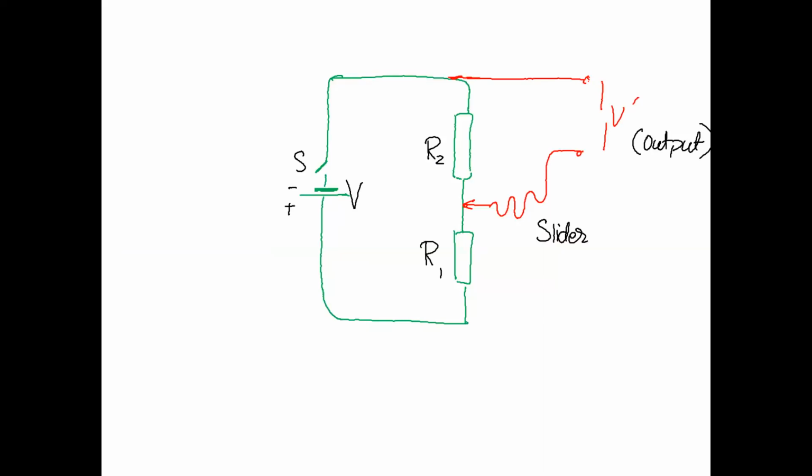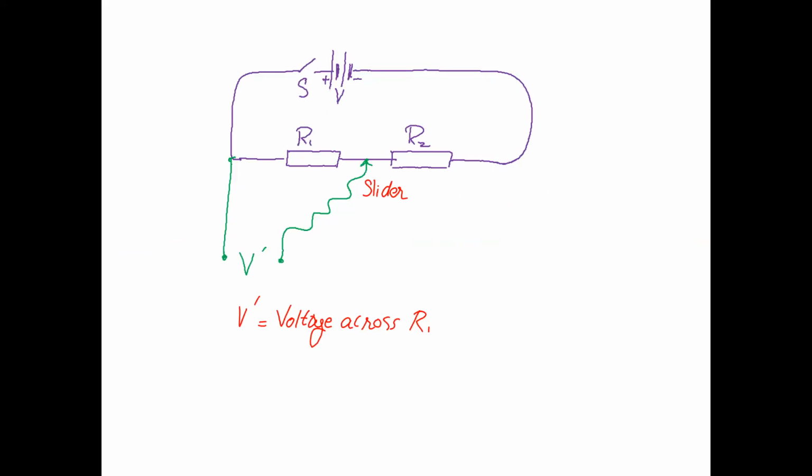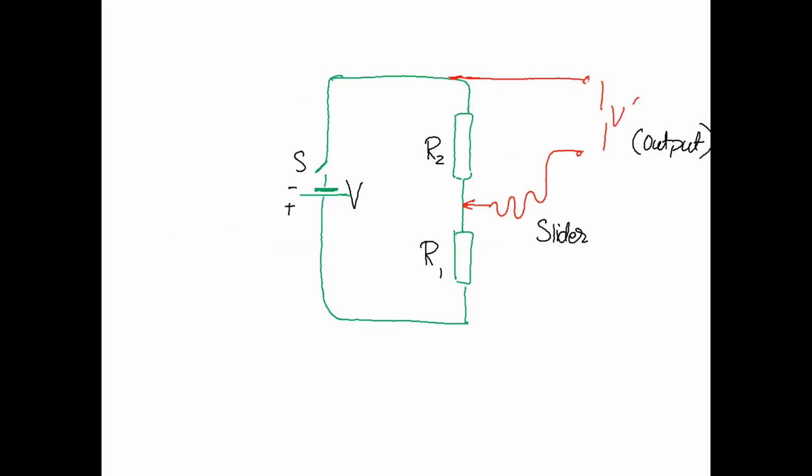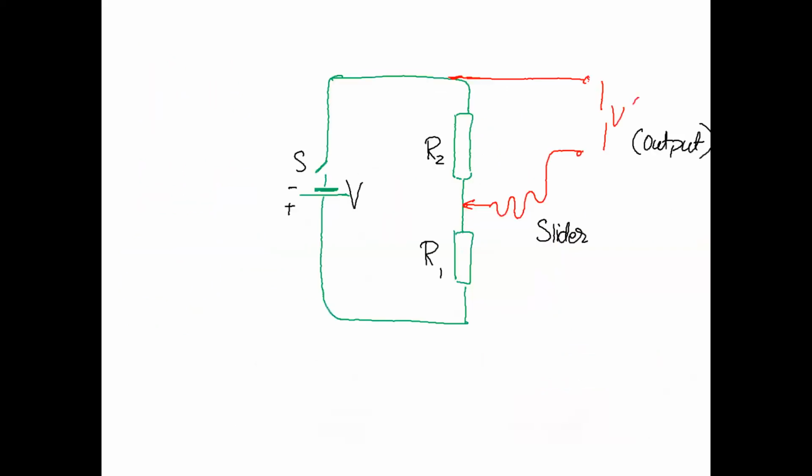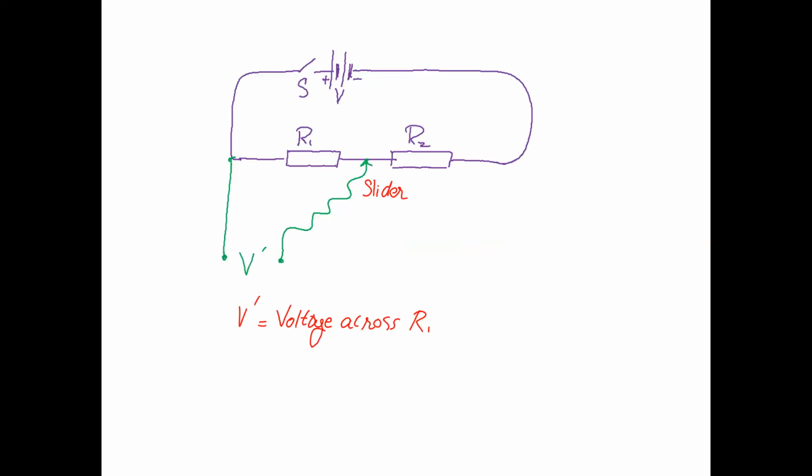Now, you can change the position of the slider. Slider is a movable contact. Examiner can give slider in different format. Slider can be in a vertical circuit. This is a vertical circuit. Examiner can give you slider in a horizontal circuit also. So slider can appear in different form.